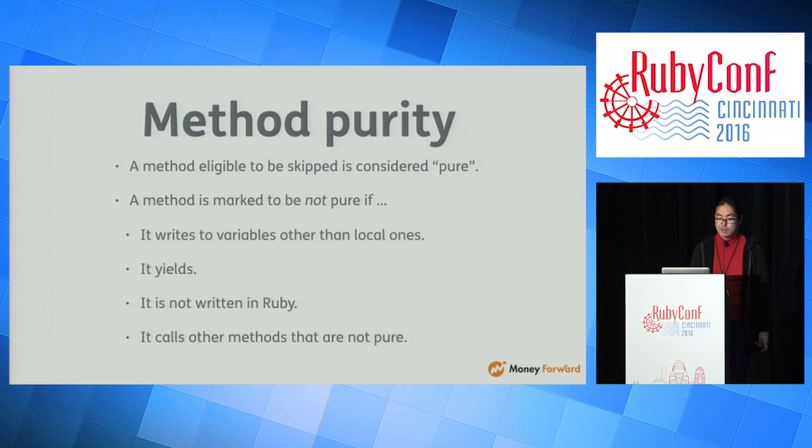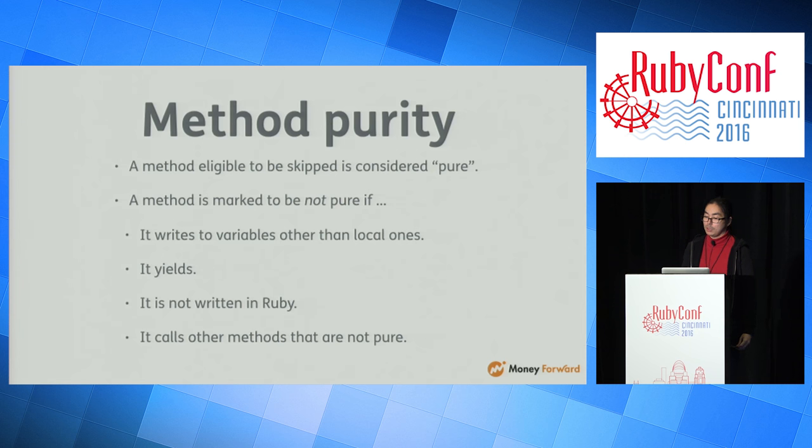That optimization, however, is not always possible. It depends on how a method is called and how that method behaves. So in this optimization, let us call a method pure if it is safe to be eliminated. If it's writing to a non-local variable, like global ones, it's not pure.